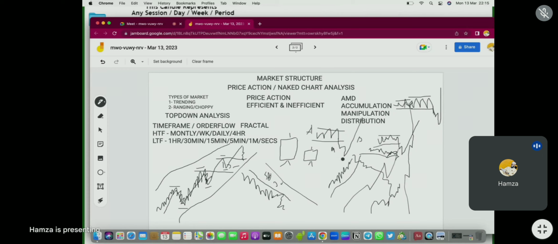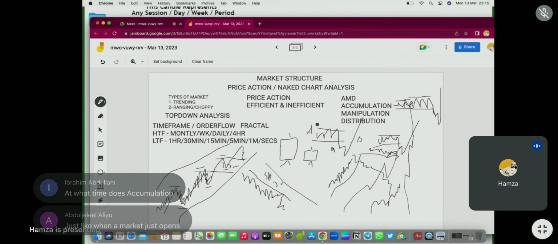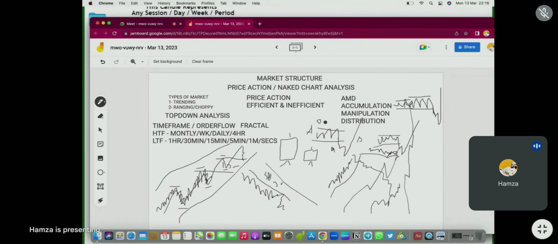do these phases normally happen? Well, normally at the opening session of Asia, USD pairs tend to accumulate. Normally during the kill zones, at the opening of the London session, we tend to have a manipulation. We call it the Judas swing. Normally, before the kill zone finishes, the market for that day tends to reveal its true intended direction.